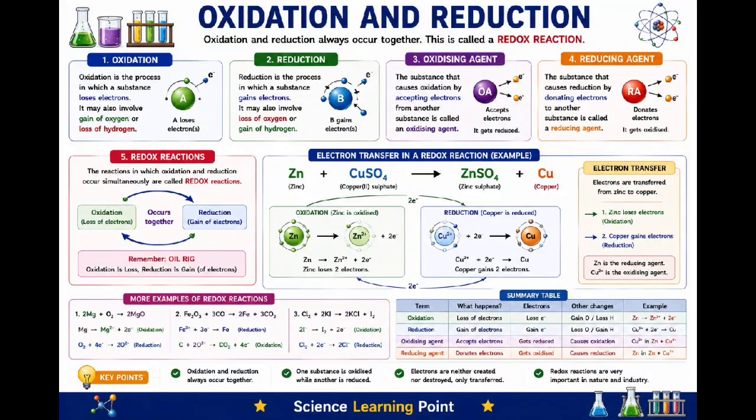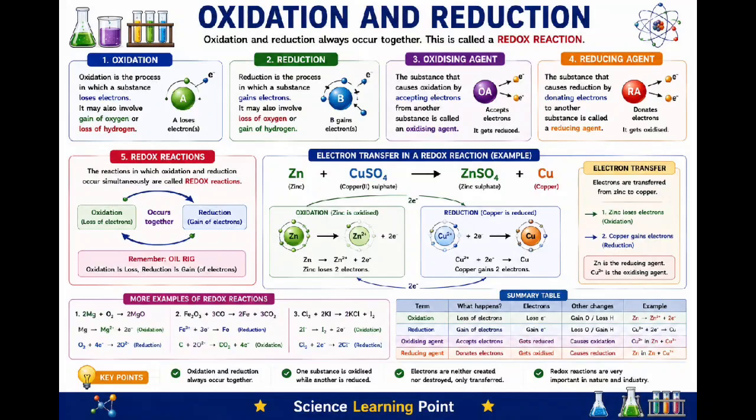In the simplest way, oxidation means loss of electrons. It can also mean addition of oxygen or removal of hydrogen. So remember, oxidation equals loss of electrons. For example, Zn to Zn2+ plus 2 electrons. Here zinc loses 2 electrons. Therefore, zinc is oxidized.